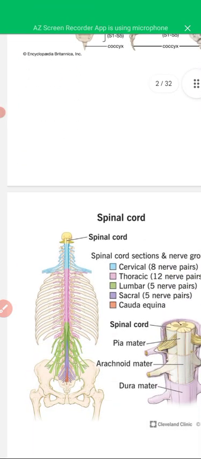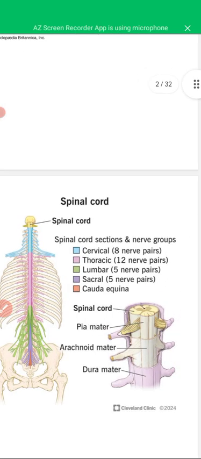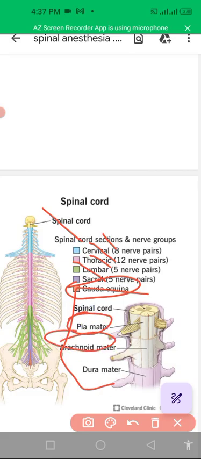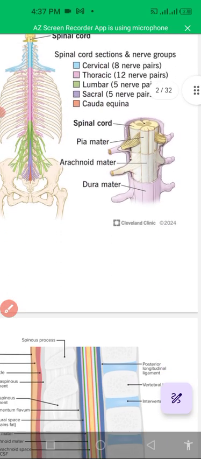Then comes the spinal cord and nerves. The spinal cord gives off nerves that are 8 pairs from cervical, 12 pairs from thoracic, 5 pairs from lumbar, and 5 from sacral. And then down there comes the cauda equina, and the normal structure of a spinal cord has pia mater, arachnoid mater, and dura mater.